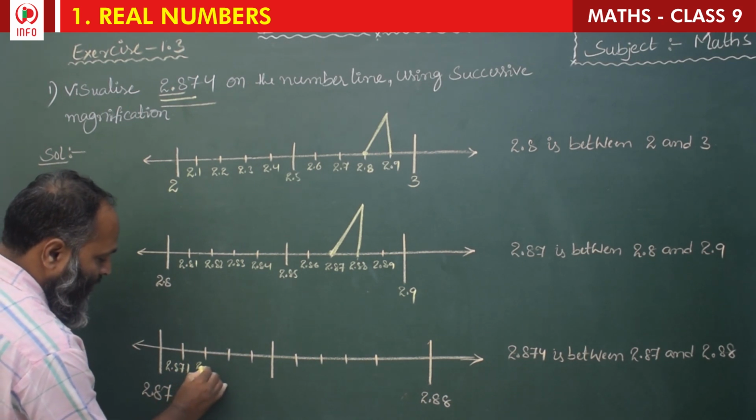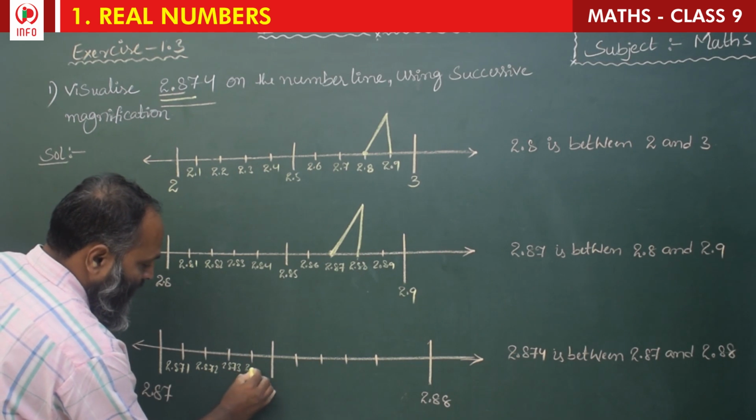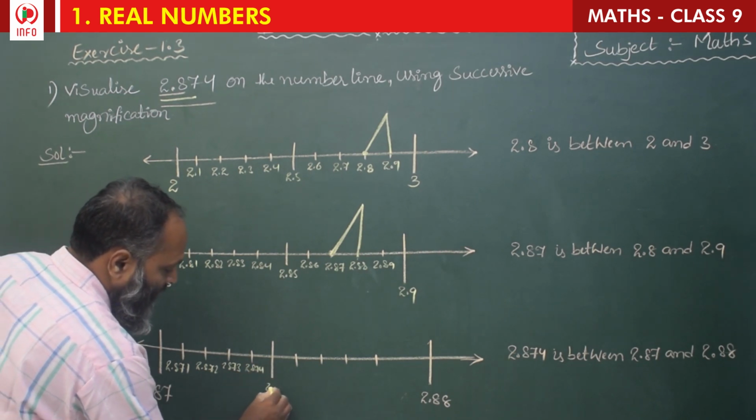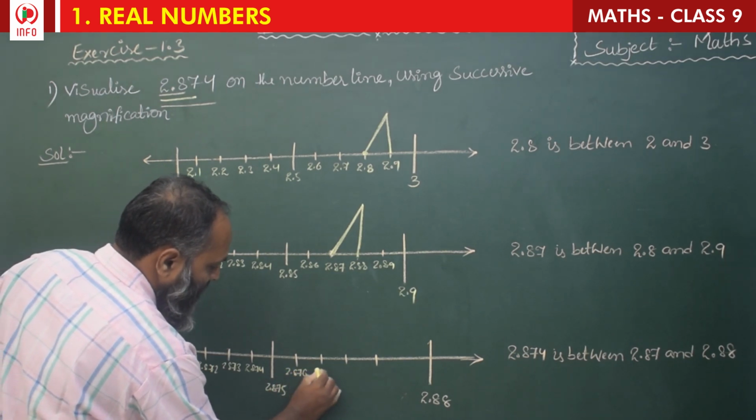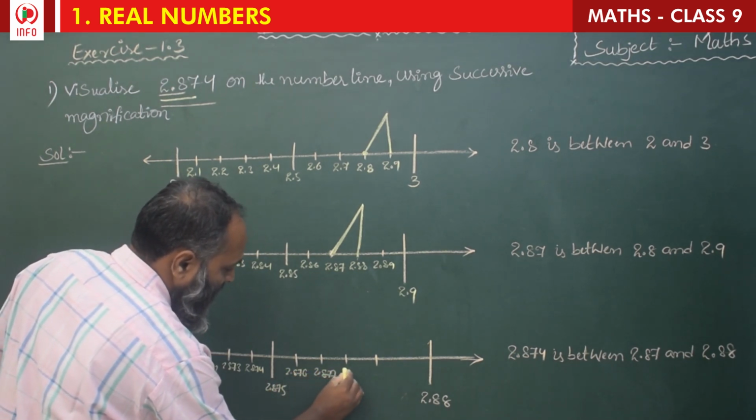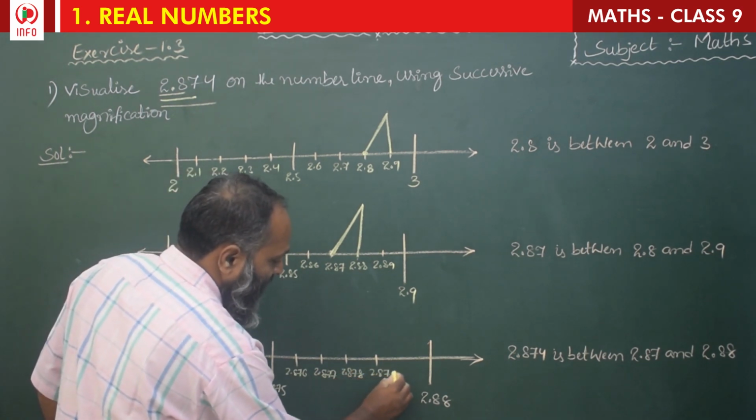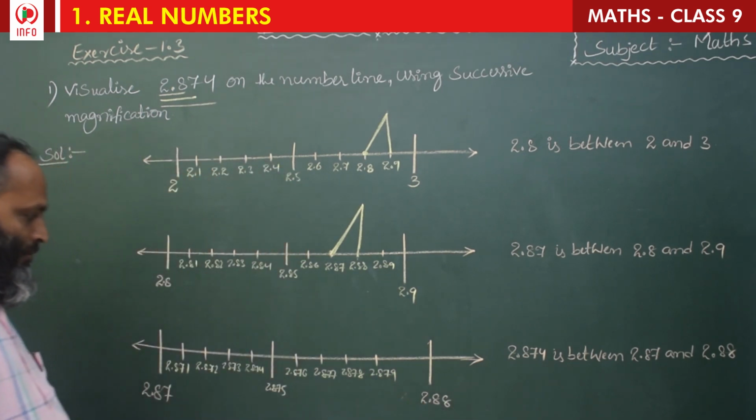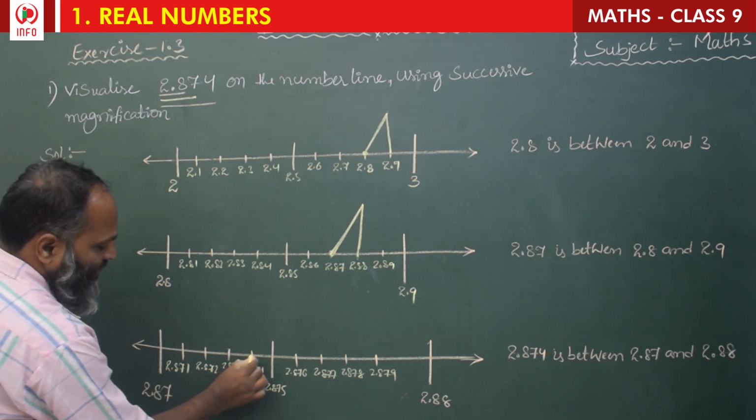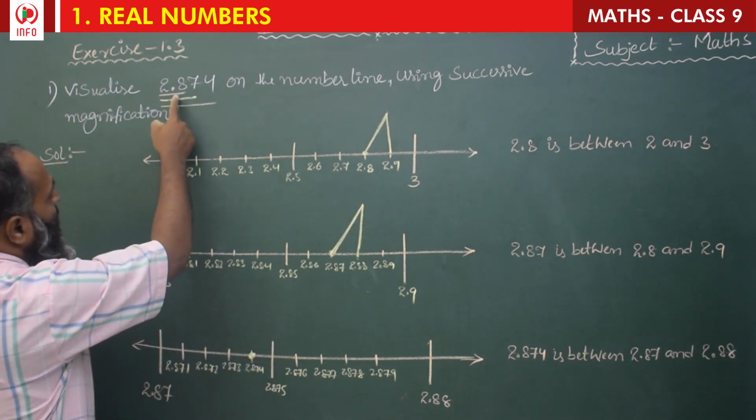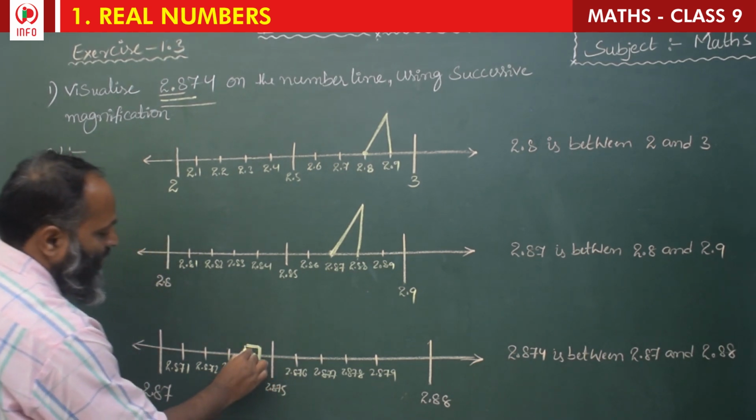Now here, 2.871, 2.872, 2.873, 2.874, 2.875, 2.876, 2.877, 2.878, 2.879, 2.88. Now, what do we need? 2.874. Where is 2.874? Here. So this is the location. This is the visualizing location.